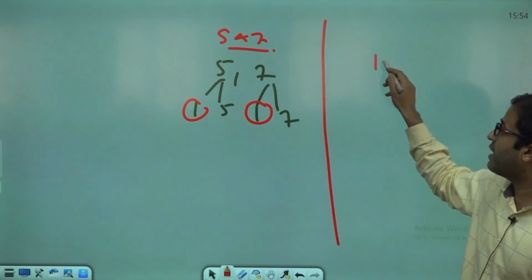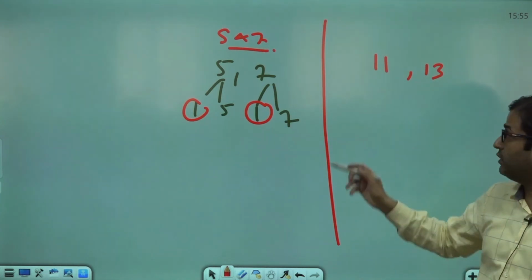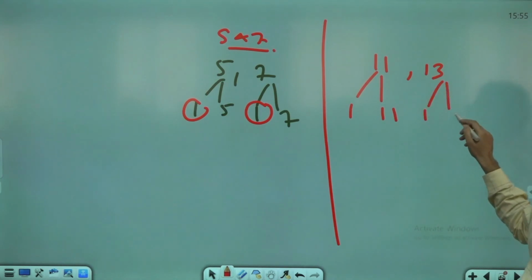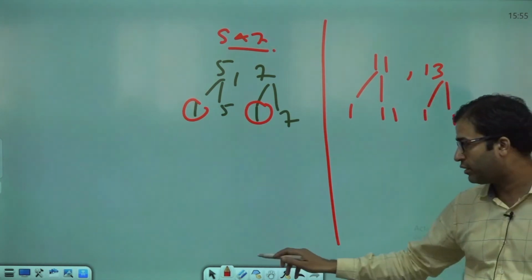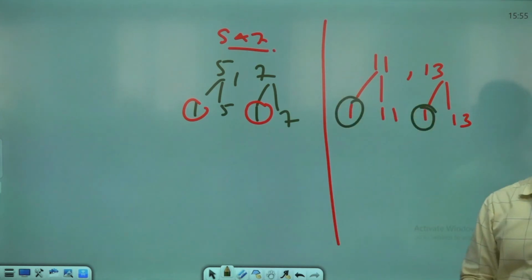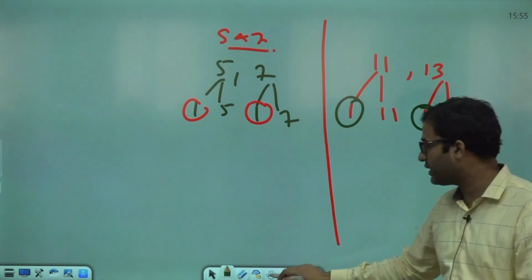Like 11 and 13. What are the factors of 11? 1 and 11. What are the factors of 13? 1 and 13. What is the common factor? Only one. Since only one is the common factor, we will say 11 and 13 are co-prime to each other.